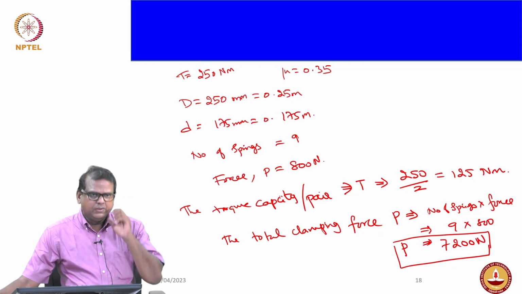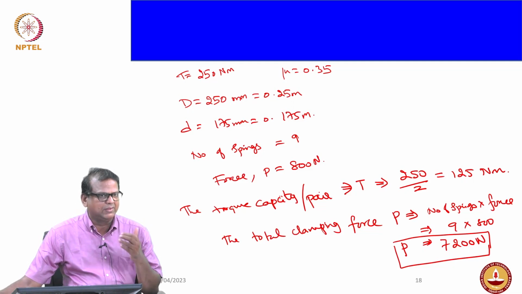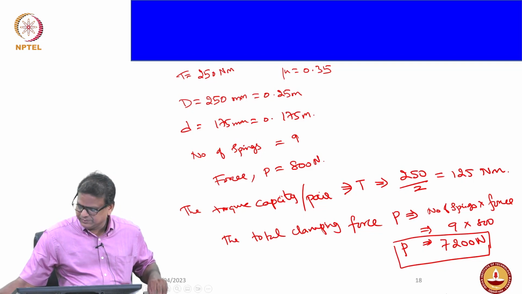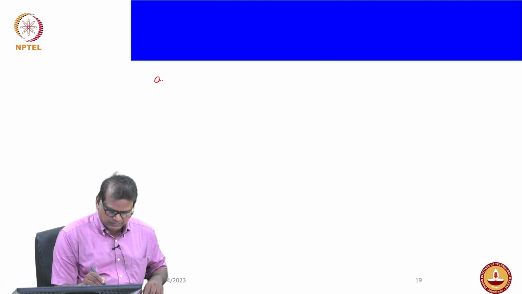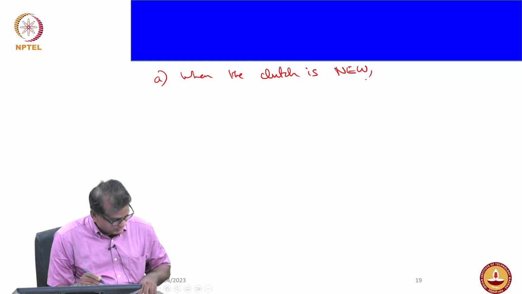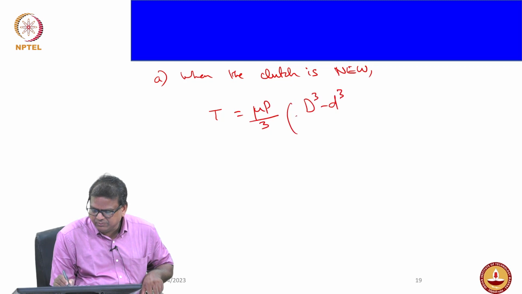So now we have got all the information. Case A: what will be the factor of safety when the clutch is brand new? That's the question. When the clutch is new, what will be the torque equation? Remember, T equals mu P by 3, into (D cubed minus d cubed) by (D squared minus d squared).